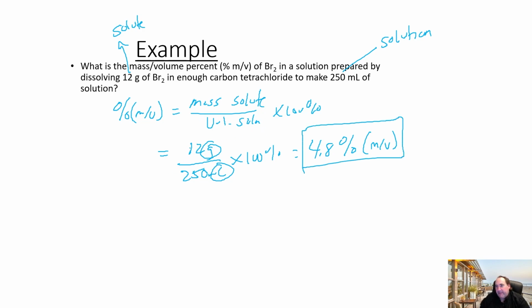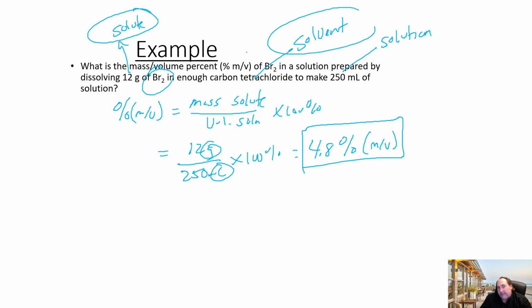Now, this question also brings up a pretty good point about what we were talking about earlier. The solute here is Br2. This is actually the solvent, right? It is not water in this case. It is carbon tetrachloride. Why would water be a bad solvent in this case? Take a moment, think about that.